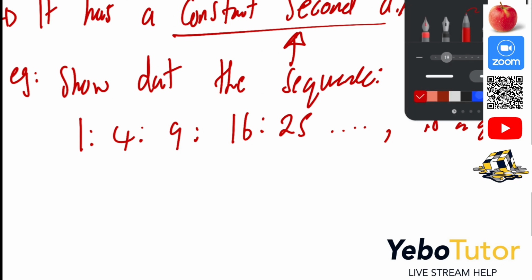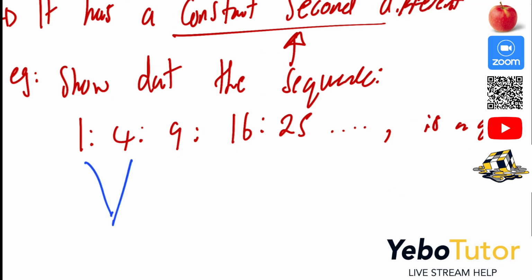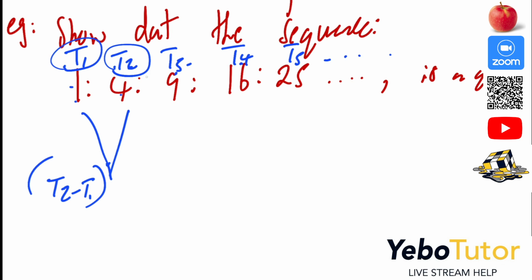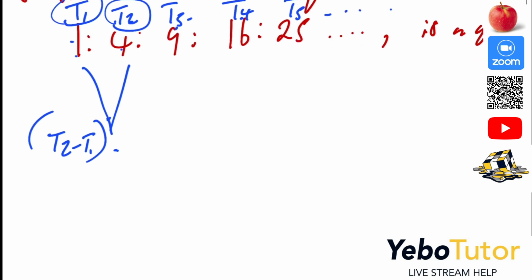And how do you do that? Again, we are looking at the difference. This is your term number 1, term 2, term 3, term 4, term 5, term 6 and term 7. To find the difference between two terms, it's always T2 minus T1, T3 minus T2, T4 minus T3. So that will be 4 minus 1, which is T2 minus T1, not T1 minus T2, but T2 minus T1. So that will be 4 minus 1, which is 3.